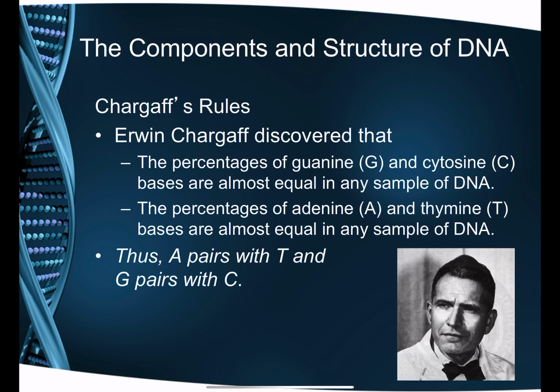As we mentioned briefly, we have Chargaff's rule, which tells us that A pairs with T and G pairs with C. This guy down here is Erwin Chargaff, and he discovered this by looking at samples of DNA and realizing that the percentage of guanine was the same as the percentage of cytosine, and the amount of adenine was the same as the amount of thymine, because those always pair together.